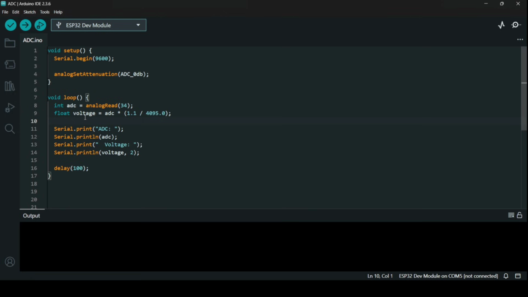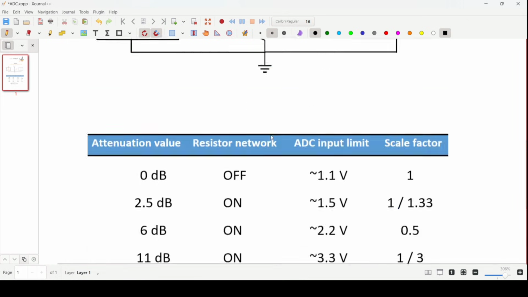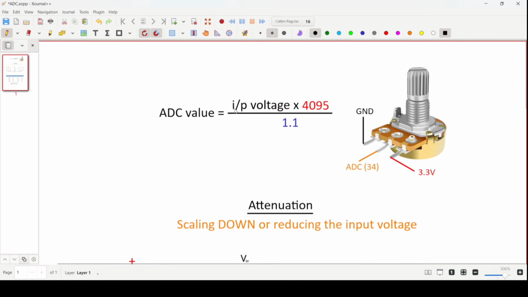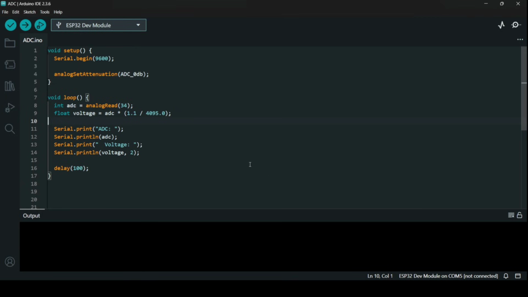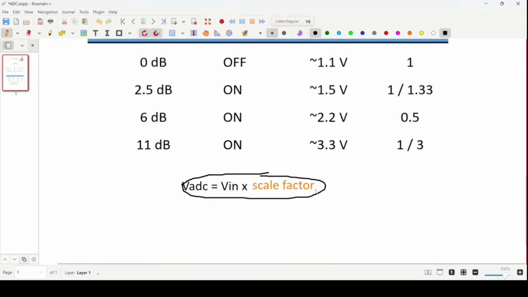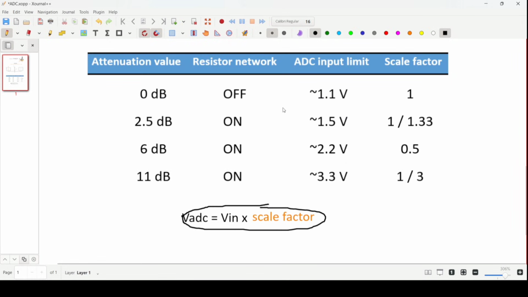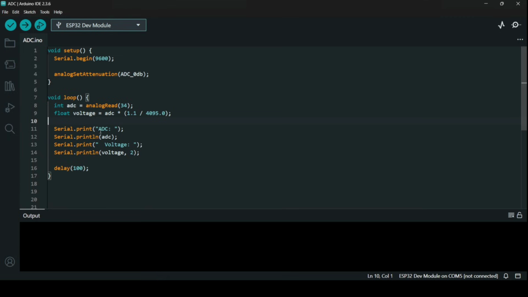Okay, and this voltage is calculated using this formula: ADC value is equal to input voltage multiplied by 4095 divided by 1.1. And why am I using 1.1 here? Because if you see from this table, for 0 decibel we get the ADC input limit of 1.1 volt, and I am printing the values of ADC and the voltage up to 2 decimal places.